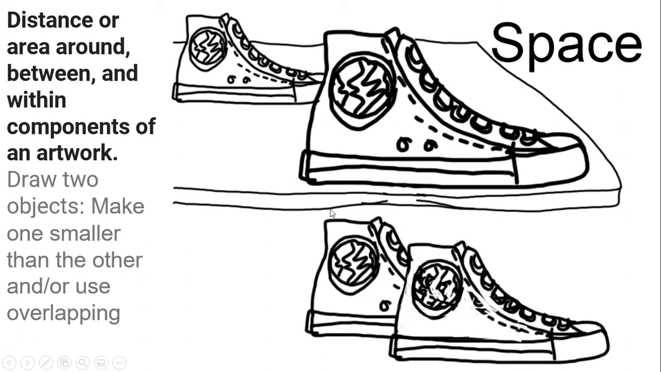You don't have to draw 2 separate pictures, but 2 objects, and make either one smaller than the other or one overlapping the other. Or you can do both. Like this one is smaller and it's in the background being overlapped, or this one's just sitting behind it and it's the same size. That shows that there's space and distance. Like these ones are relatively the same size, but one is behind the other. This one looks smaller, and so it looks farther away in the distance.